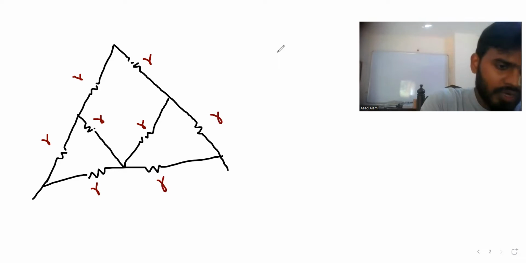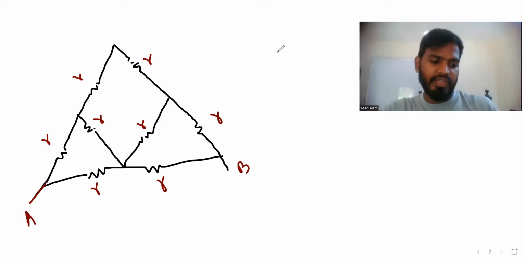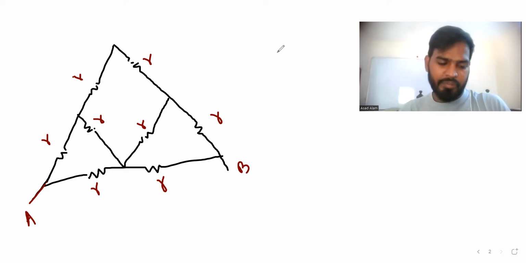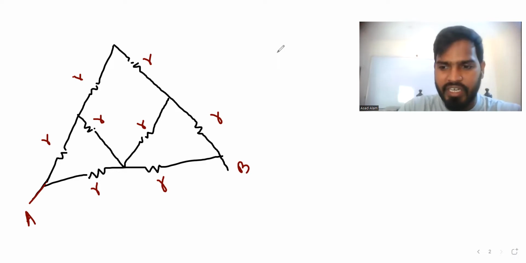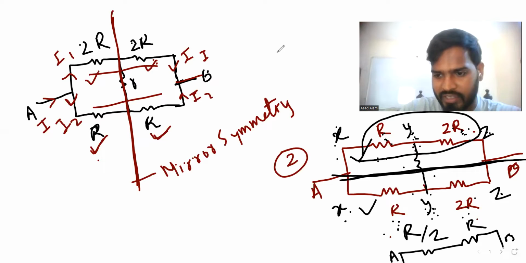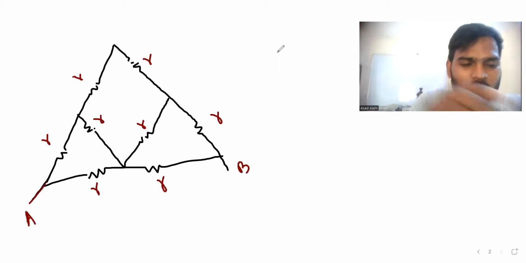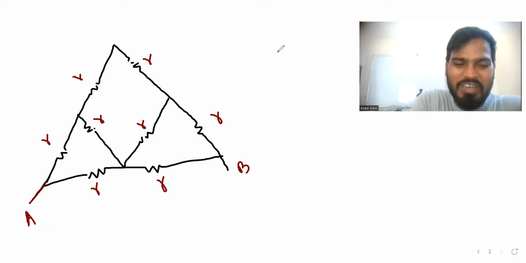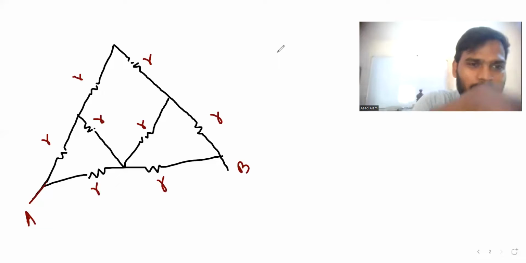All are R. They are asking to find the equivalent resistance between A and B. Folding symmetry, if you see, should be like this, right? But we cannot apply it here. How will you fold? From A and B, you cannot fold, right?